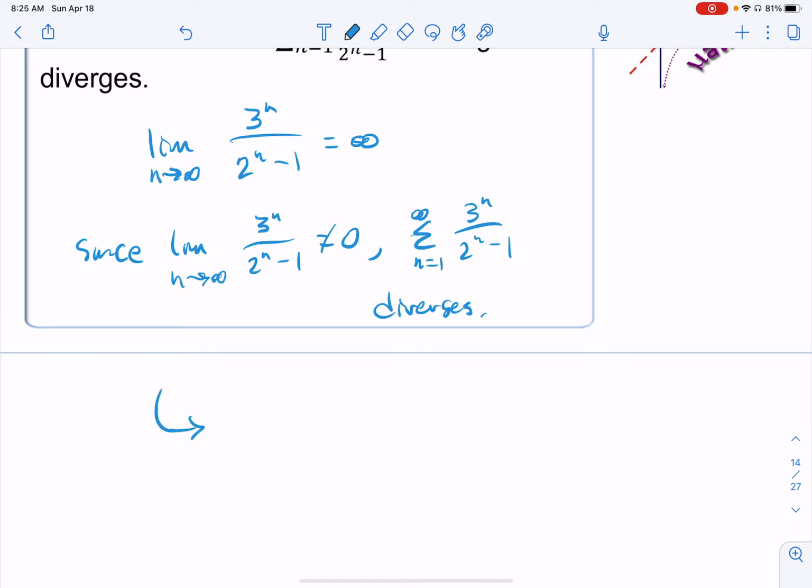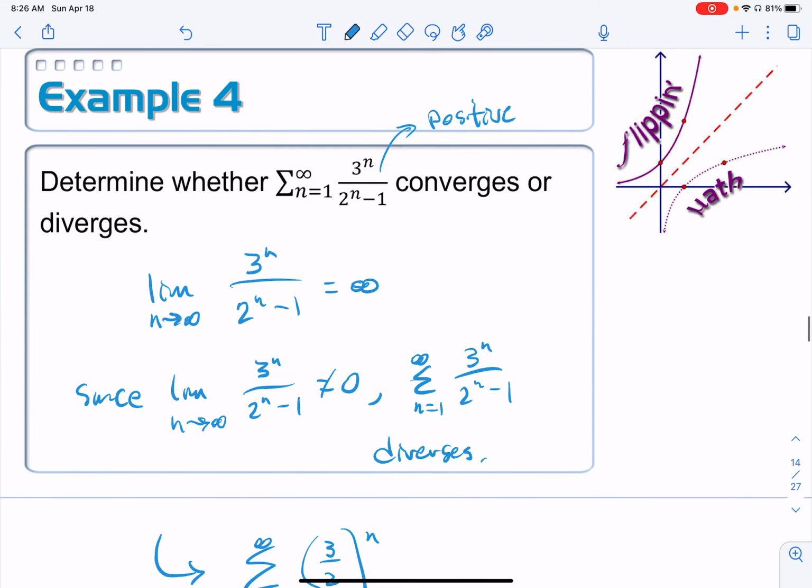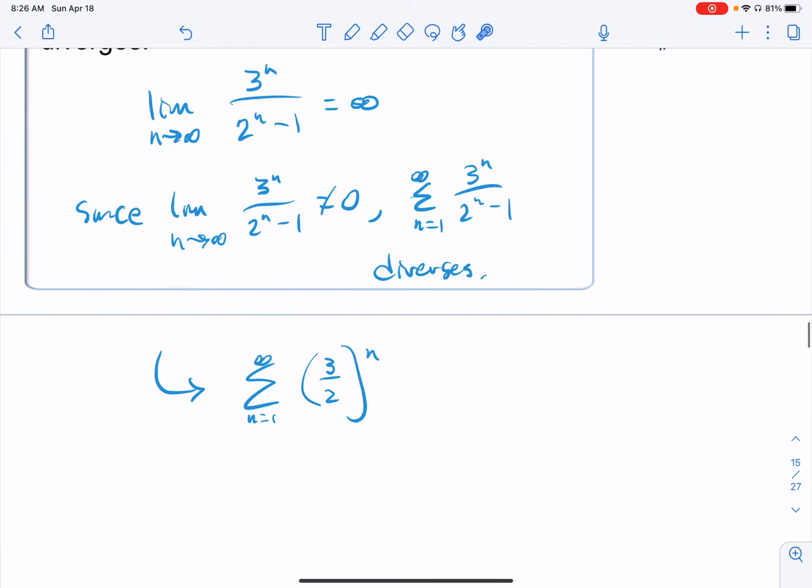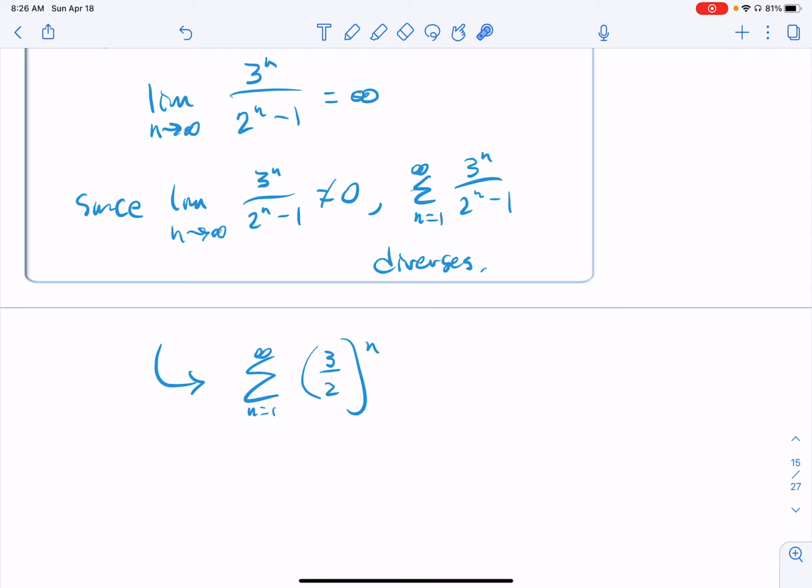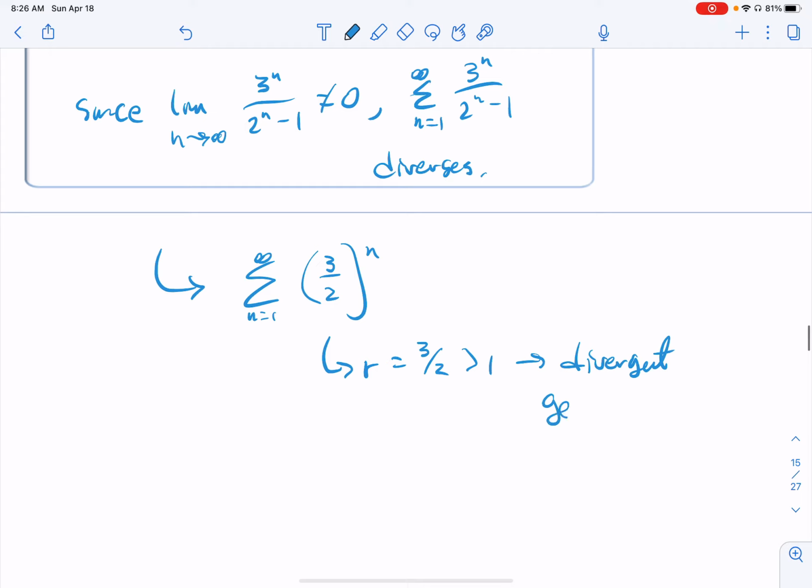What the heck is that? That's supposed to be an arrow. The sum from n equals 1 to infinity of 3 over 2 to the n. Whoops. What am I doing? There we go, right? So that's what this one looks like, and we're just subtracting 1 from the bottom there. And I know that this thing diverges, right? It's a divergent geometric series because our common ratio r is equal to 3 over 2, which is greater than 1, so this is a divergent geometric series.